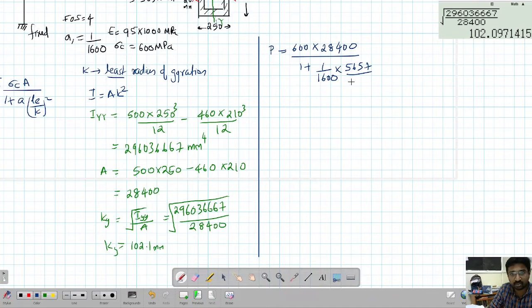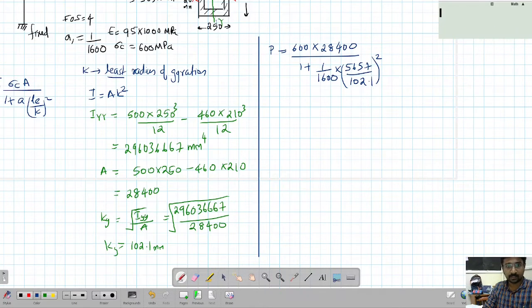So 5657 divided by 102.1, square. Okay, so this is what we have to solve. Now we have to be careful while doing this. So let's say I have 600 times 28400, divided by 1 plus 1 upon 1600 times 5657 divided by 102.1, to the power square. Okay, so I think it is clear.